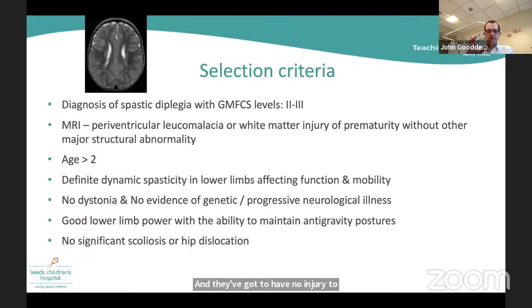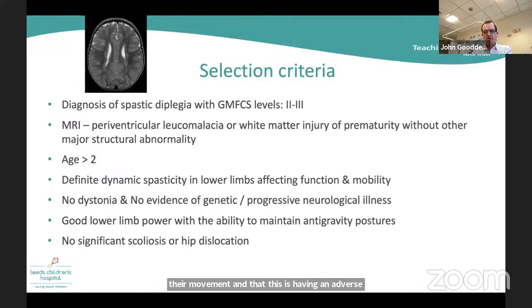Because those will be other factors controlling movement. The youngest I've operated on is 2.5. The oldest I've operated on is 19.5. So a range of ages available. We want to see that there is spasticity that is affecting their movement and that this is having an adverse effect on their ability to function.